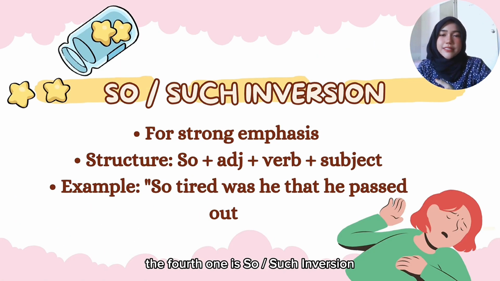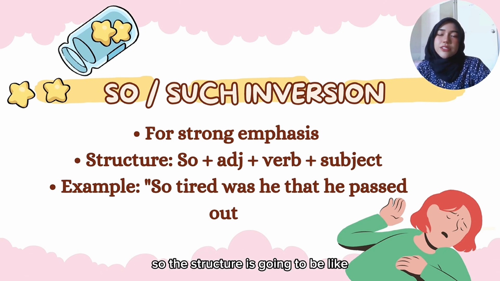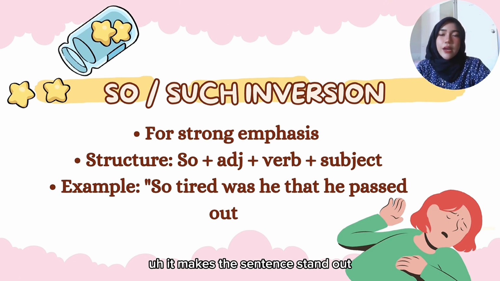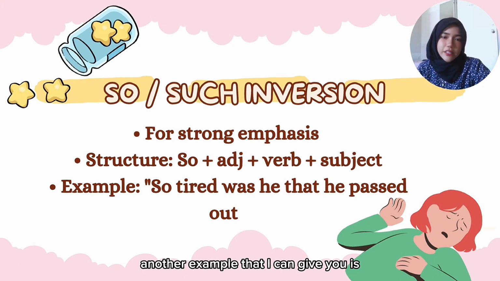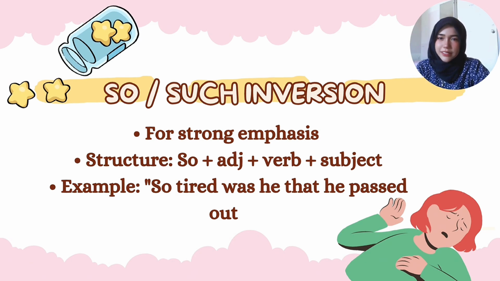The fourth one is so or such inversion, which is used to add strong emphasis or often used in storytelling or dramatic situations. The structure is going to be like so plus adjective plus verb plus subject. For example, so tired was he that he passed out. It makes the sentence stand out and adds more emotional weight. Another example that I can give you is such was her talent that everyone applauded.